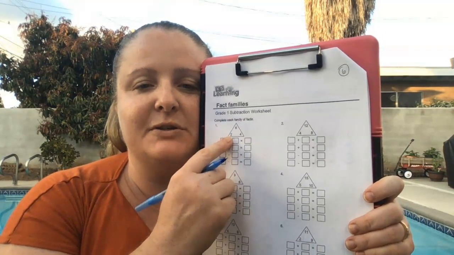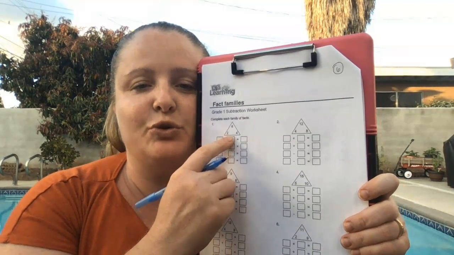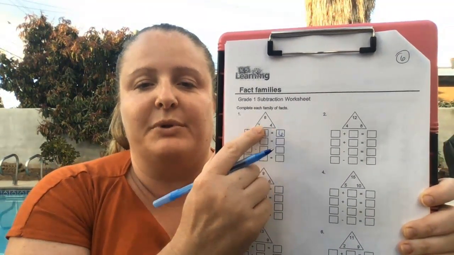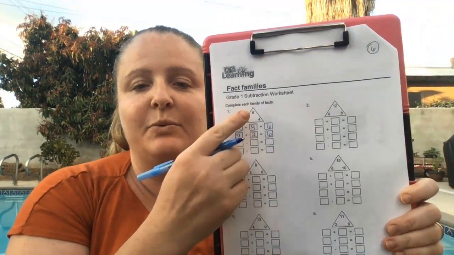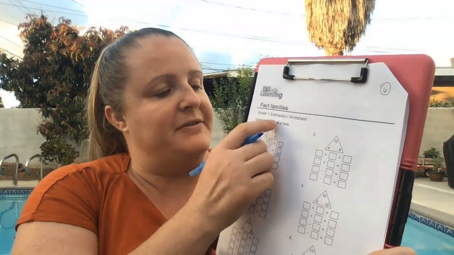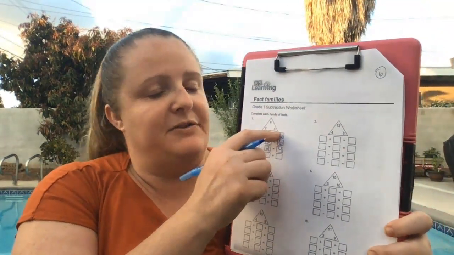So we can start with this one, number 2, and do 2 plus 4 equals 6. And then we can start on the other side. 4 plus 2 equals 6. Okay? And then again, for subtraction, we always start at the top. So we have 6 minus 2 equals 4. And then we have 6 minus 4 equals 2.